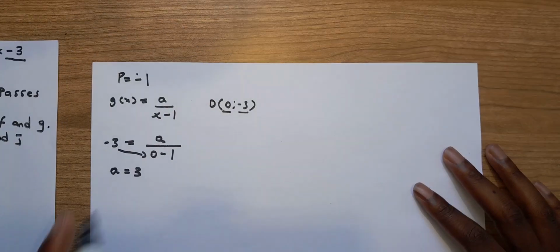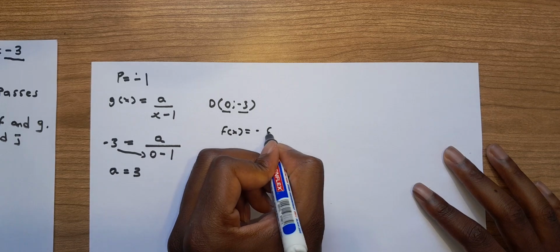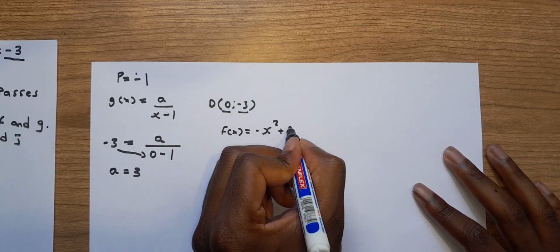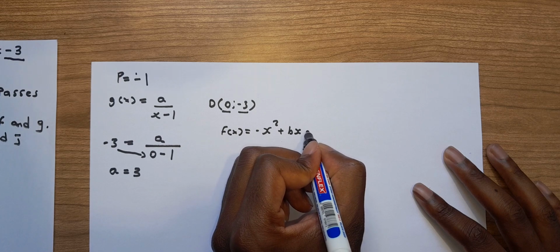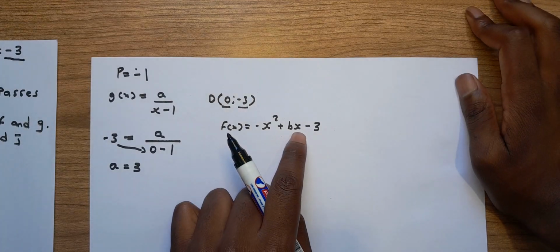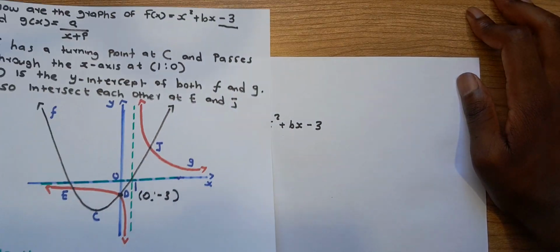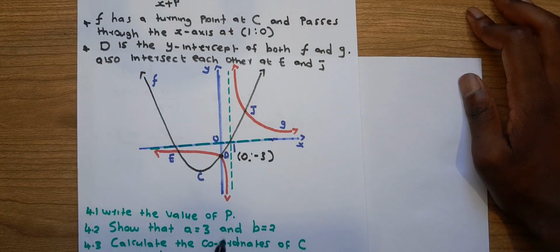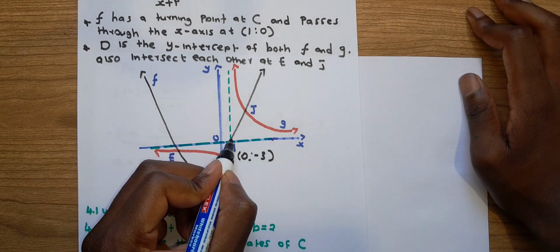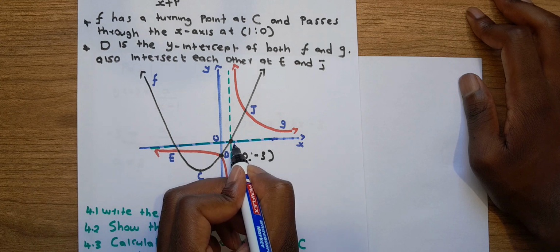How do we find the value of b? Well, we are given f at x that equals -x squared plus bx minus 3, right? So how do we actually find this value of b? Now let's go back. We realize that we also have this point, the x-intercept. At this point, this is 1, by the way.